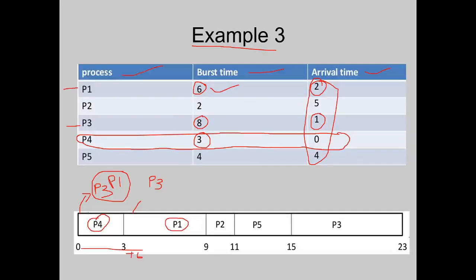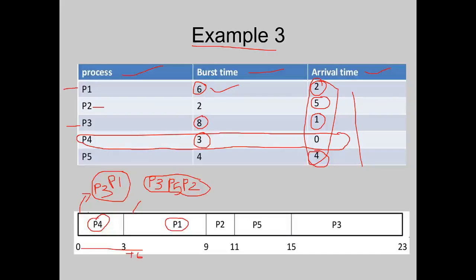Now when P1 is executing, check out the other processes which have arrived. At unit 3, none of the processes arrived. At unit 4, check out which processes arrived. Yes, at unit 4, process P5 has arrived, and at unit 5, process P2 has arrived, and at unit 6, there is no unit 6, so all processes have finished here. So these are the processes which have arrived in the queue when process P1 was executing.